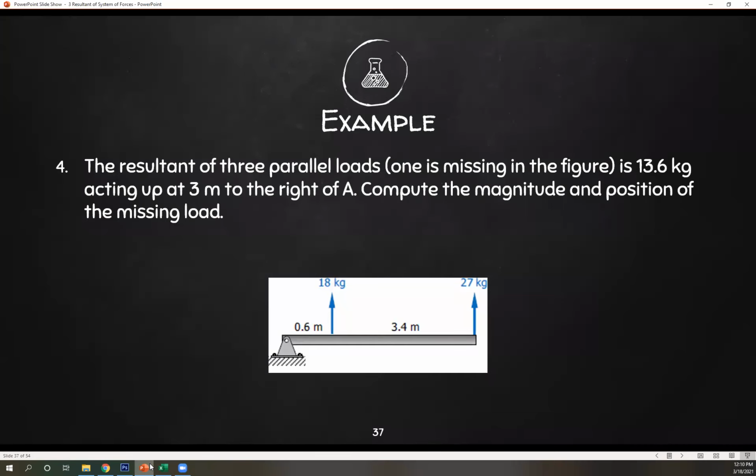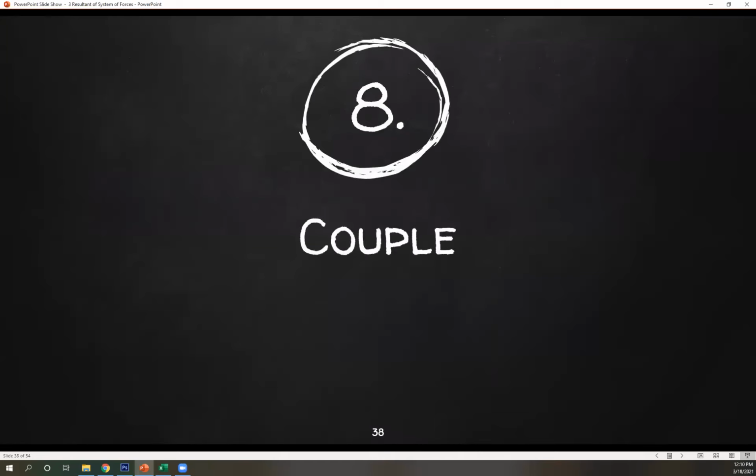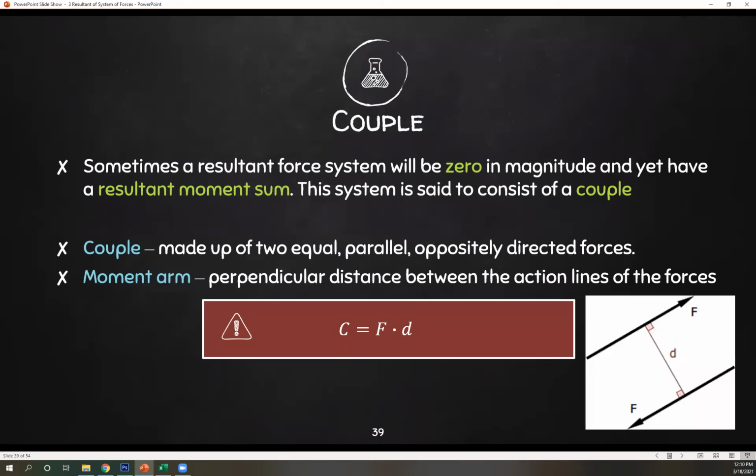That ends your resultant of parallel forces. Let's move on to the next topic, which is couple. Sometimes a resultant force system will be 0 in magnitude and yet have a resultant moment sum. This moment is said to consist of a couple. A couple is made up of two equal, parallel, oppositely directed forces. If you get the summation of those two forces, that will be 0. Resultant 0. However, there will be a resultant moment sum, and that is your couple.